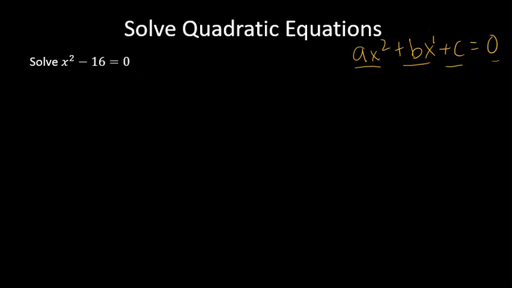So what's going on? How do I do this? Well, technically, it's going to look like this. Plus 0 minus 16 equals 0. Because like in here, the centerpiece is missing. B is missing. This is A, this is C.